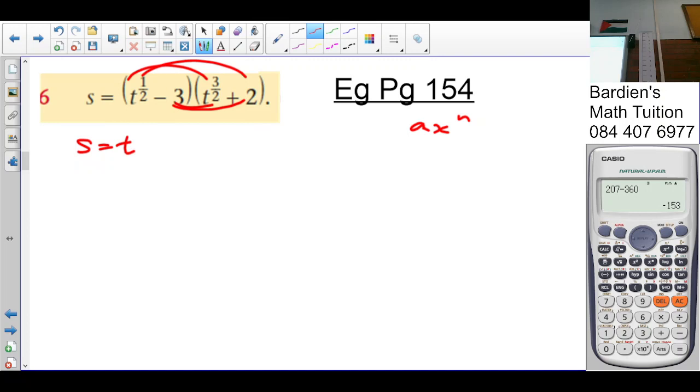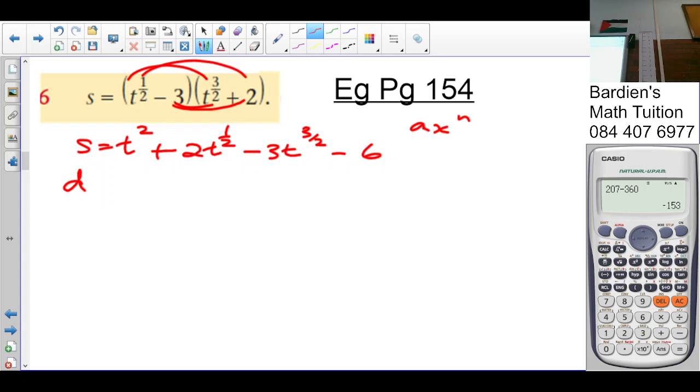So it will be t to the half times t to the 3 over 2. When you multiply and the bases are the same, we add the exponents. So we'll get t squared. Not so? Plus t to the half times 2 is 2t to the half. Negative 3 times t to the 3 over 2 is negative 3t to the 3 over 2. Negative 3 times 2 is negative 6. You all agree with that? Can I apply the derivative now? Yes.